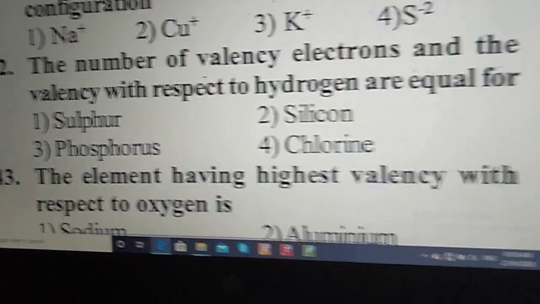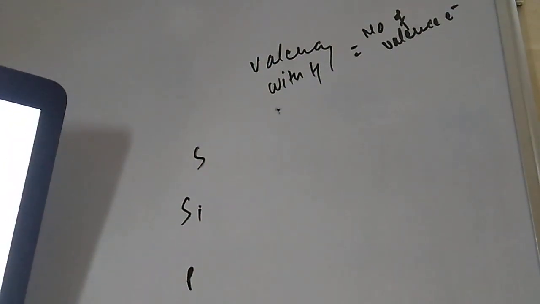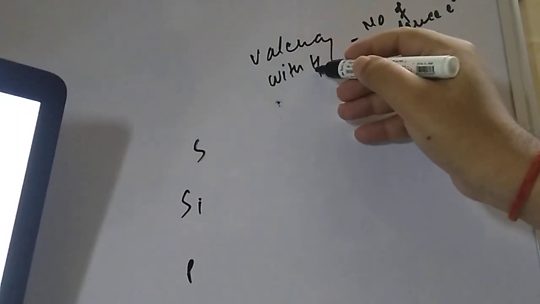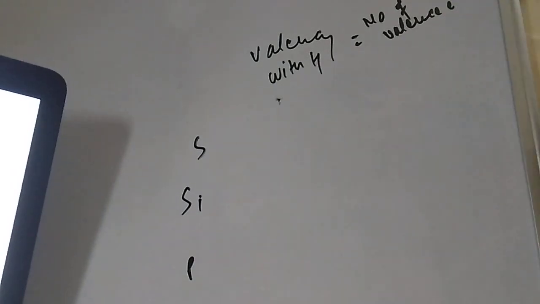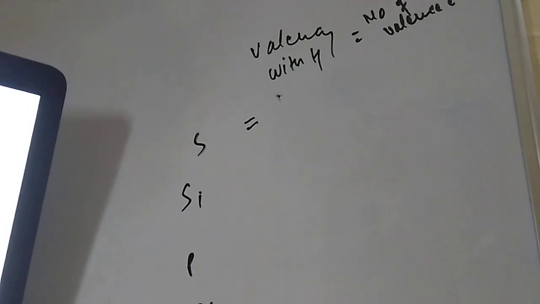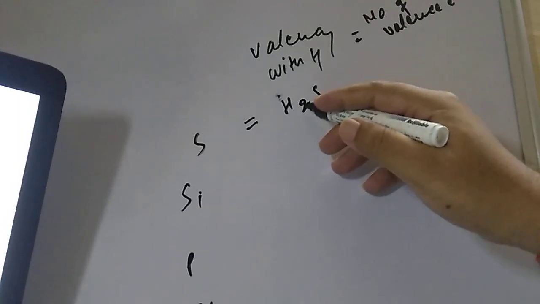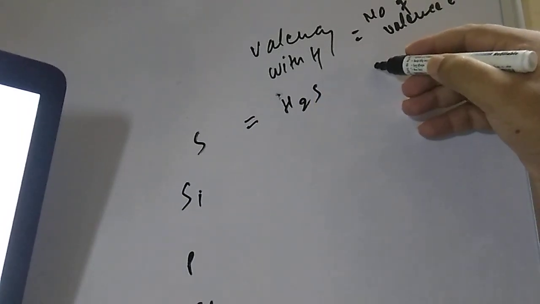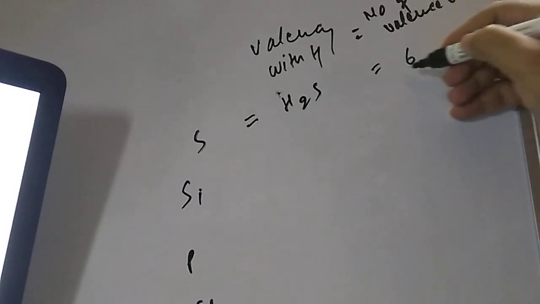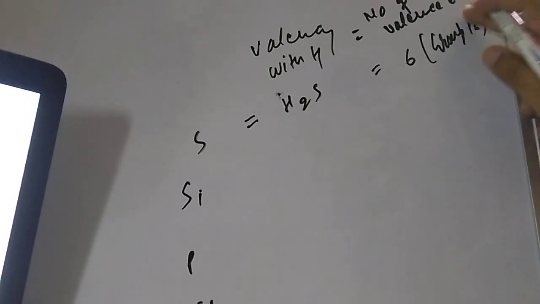Let us come to the board, student. The question says: in which of the following is the valency with respect to hydrogen equal to the number of valence electrons? Now if we talk about sulfur, student, what kind of bond will it form? With hydrogen it forms H2S. The number of valence electrons in sulfur is 6, a group 16 element, so it has 6 valence electrons.